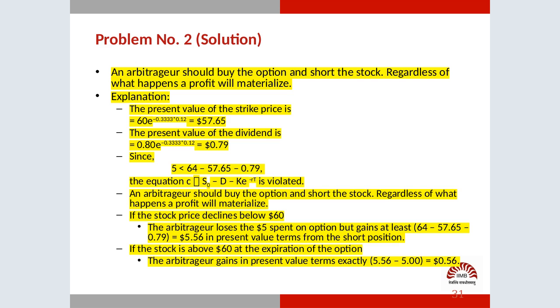Now what happens if the price goes below 60? The arbitrager loses the $5 spent on the option. But how much does he gain? He gains at least 64 minus 57.65 minus 0.79, which is 5.56 in present value terms from the short position. If the stock price goes above 60, the arbitrager gains 0.56. So on both sides, the arbitrager gains at least some amount, and therefore there is a positive arbitrage profit to be made.